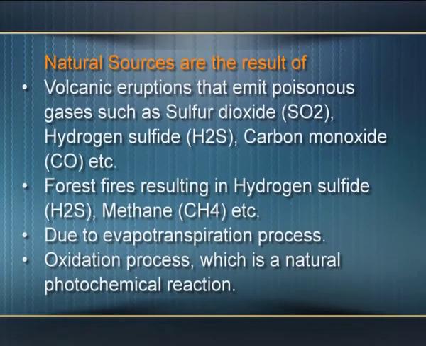Major sources of air pollution. Sources of air pollutants are the substances causing damage to animals, plants, building materials which are adversely affected by pollutants. These include both the natural and man-made sources. Natural sources are the result of volcanic eruptions that emit poisonous gases such as sulfur dioxide, SO2, hydrogen sulfide, H2S, carbon monoxide, CO, etc. Forest fires resulting in hydrogen sulfide, H2S, methane, CH4, etc. Due to evapotranspiration process and oxidation process, which is a natural photochemical reaction.